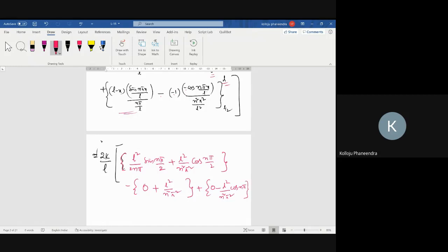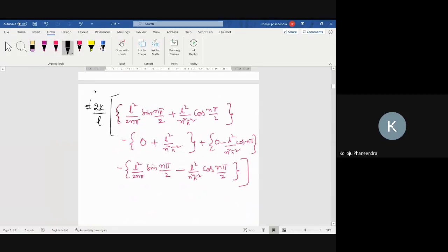This is the upper limit. Minus, coming to the lower limit L by 2: L minus L by 2, L by 2, into L by n pi, L square by 2n pi. So this is sine n pi by 2, and minus minus minus minus L square by n square pi square. This L by 2 means the remaining part is cos n pi by 2. This total closed.